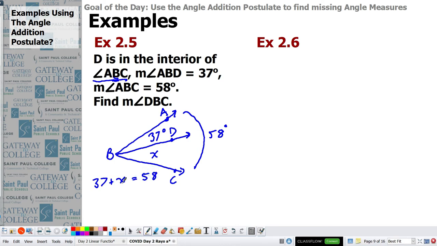All right, solve for X. We're going to minus 37 minus 37, and we get X equals 21. Now, that's what X equals, but again, I want to write my final answer out with what they're actually asking. So the measure of angle DBC equals X, and X is 21, so it equals 21 degrees.